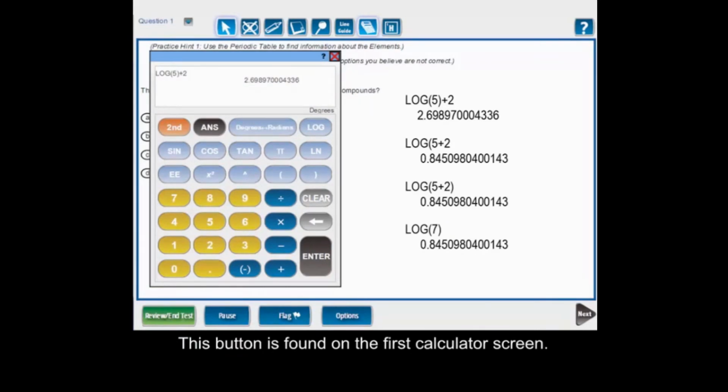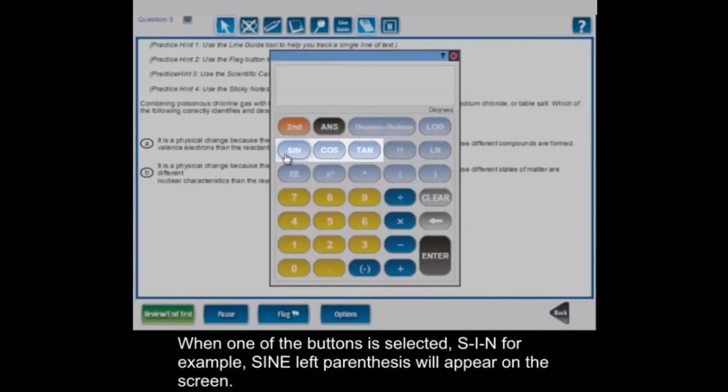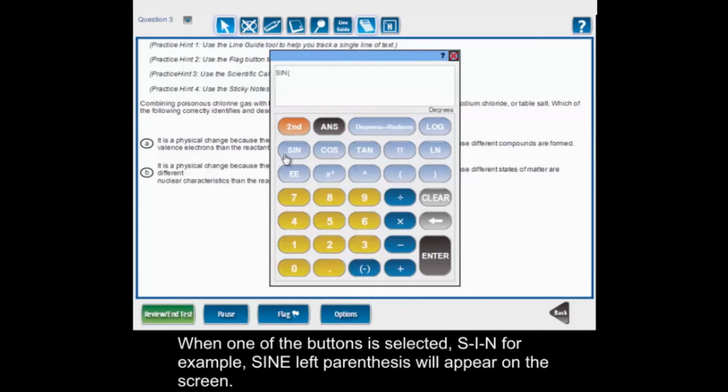This button is found on the first calculator screen. These buttons are the trigonometric function buttons for sine, cosine, and tangent. When one of the buttons is selected, SIN for example, sine left parenthesis will appear on the screen.